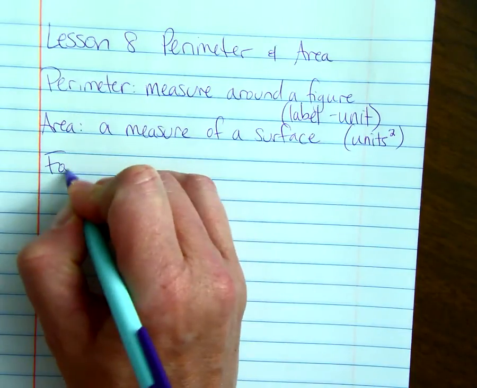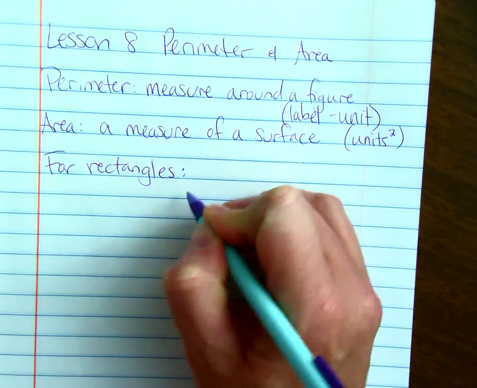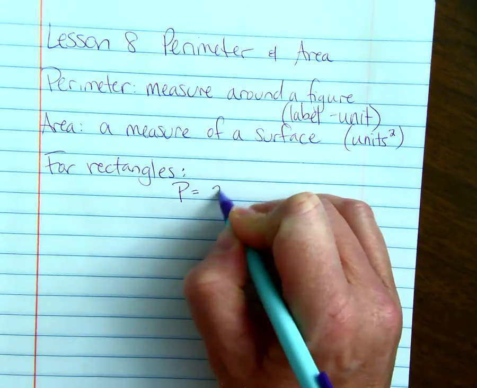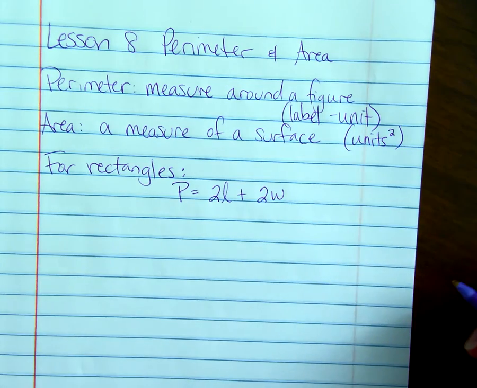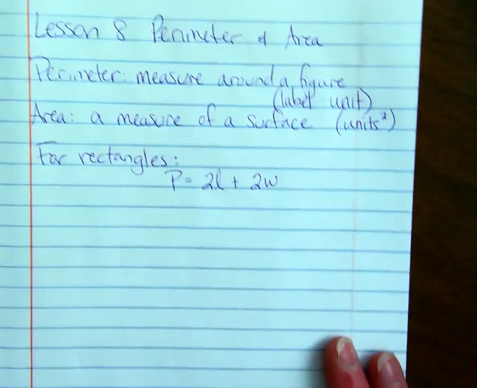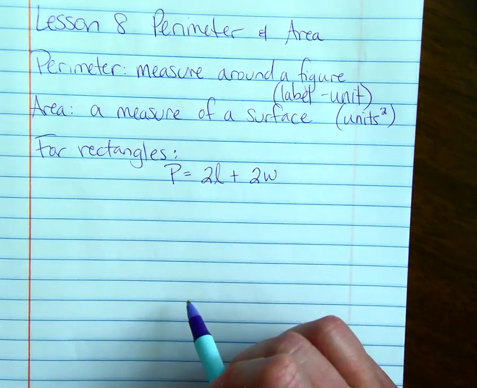Now specifically for rectangles, to find the perimeter, we're going to do 2 times the length plus 2 times the width. And that will give us perimeter. Because on a rectangle, each length is the same measure and each width is the same length.